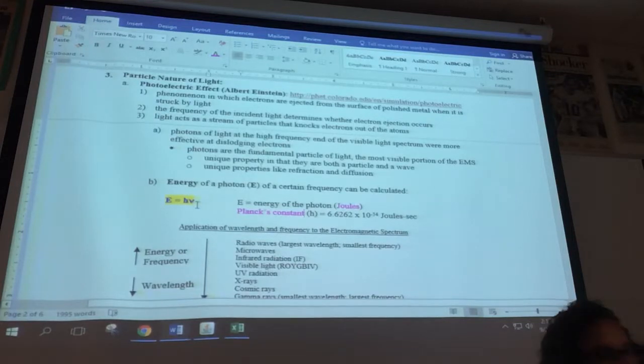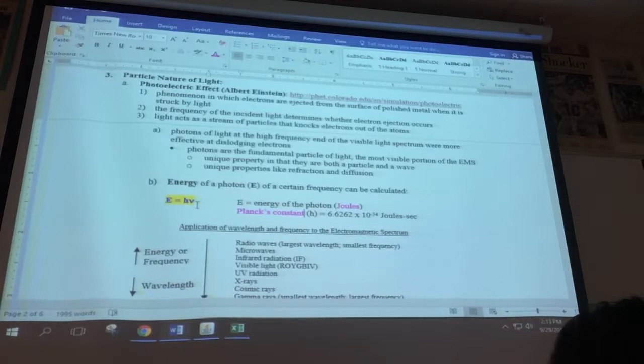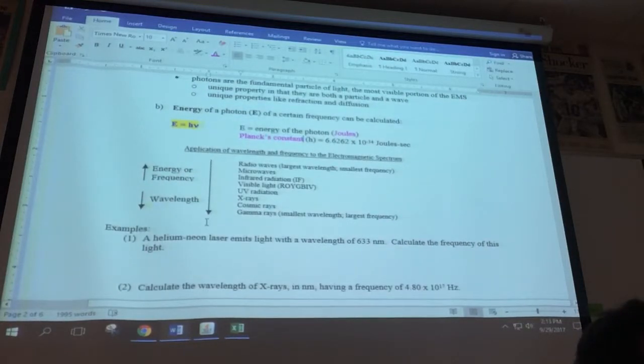Energy and frequency are directly related. So those gamma rays with very high energy also have very high frequency. And that relationship is further established here. We're going to look at the relationship between wavelength, frequency, and energy in regard to the electromagnetic spectrum.